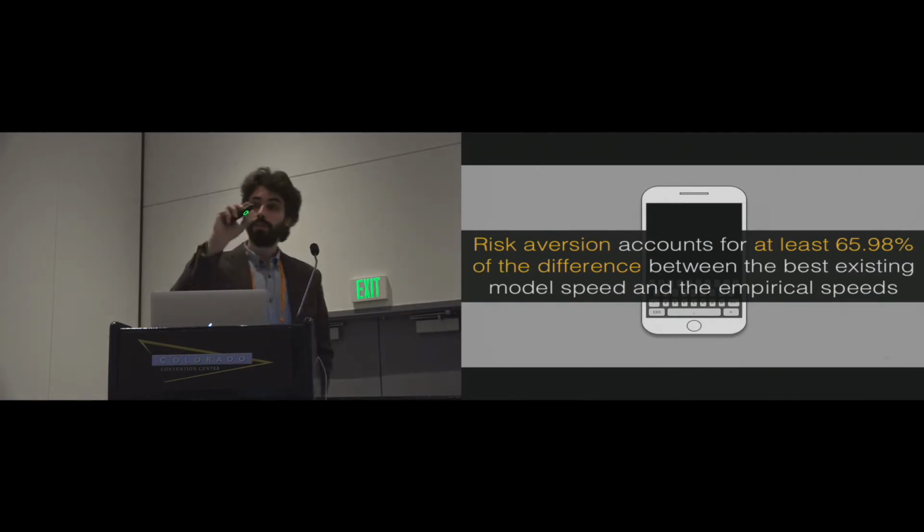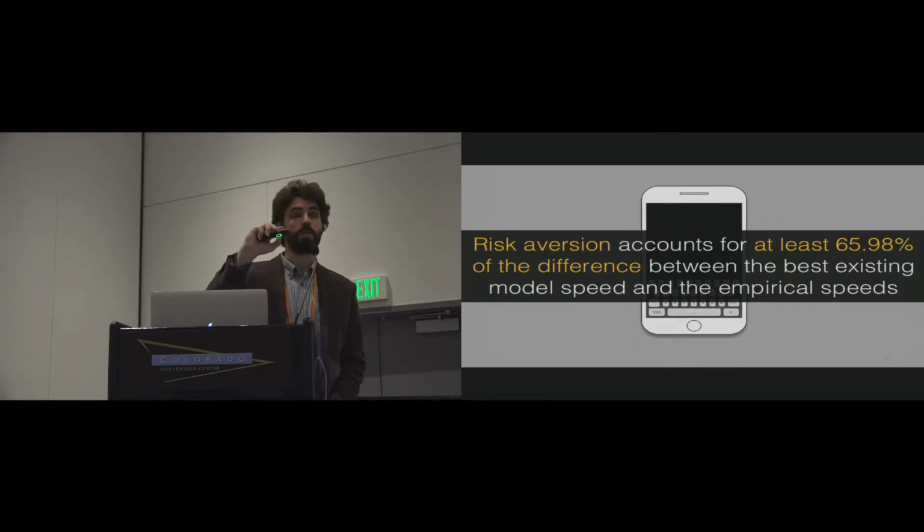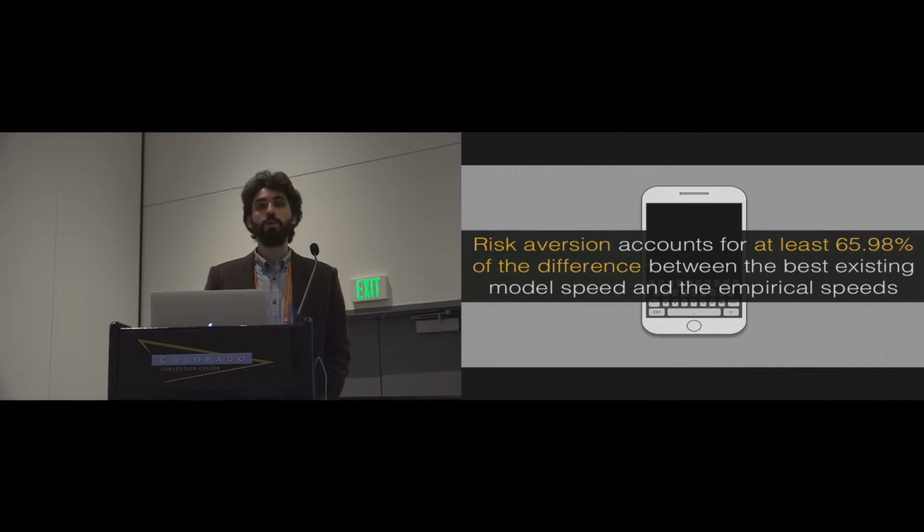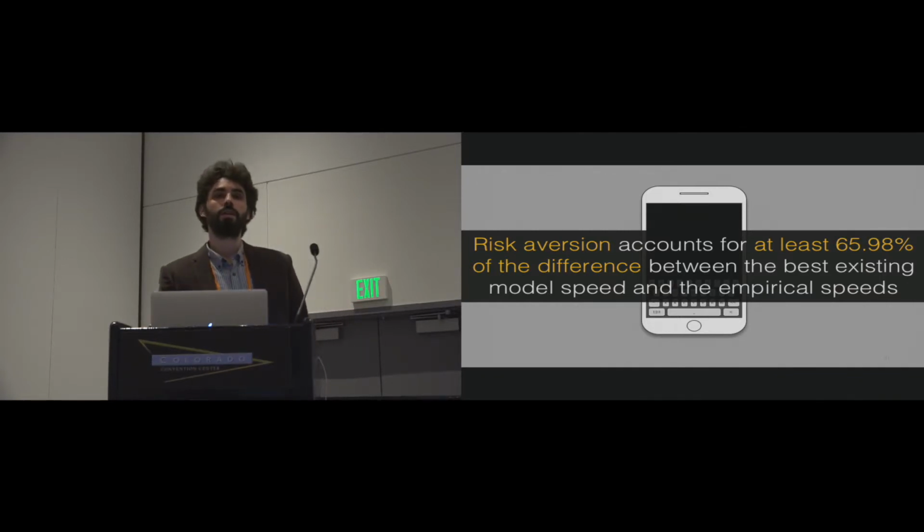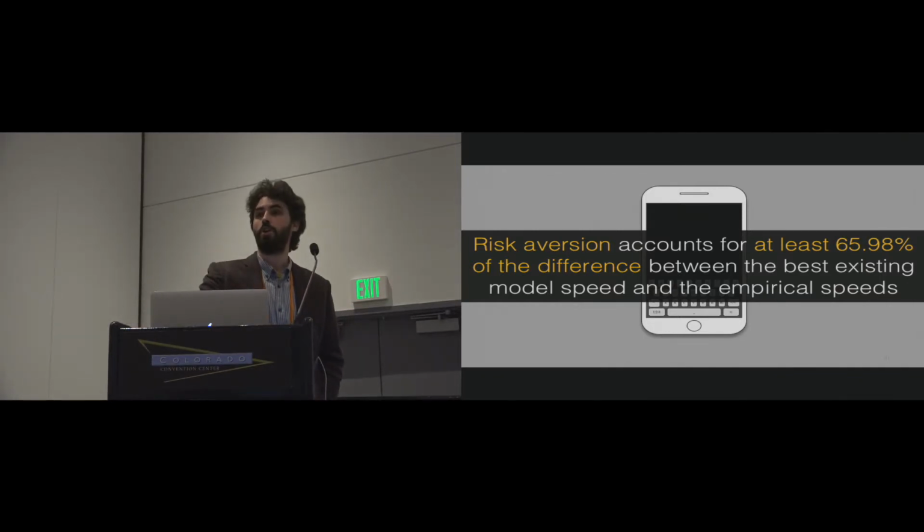Now, when we look at these differences between the upper bounds and the empirical speeds, we can now estimate the effect of the risk aversion on people's text entry task. And what we found is that risk aversion accounts for at least 65.98% of the difference between the best existing model and the empirical speeds that we were able to measure.